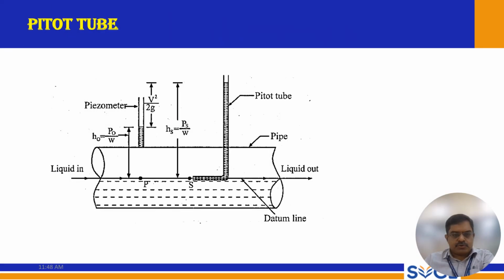Next one is the pitot tube. So this is the pitot tube, and the pitot tube is an L-shaped tube which is kept against the flow. So here liquid in and liquid out, and with this pitot tube, the difference in heads between the piezometer and the pitot tube gives you the flow in this given pipe. So this is another arrangement, and using these parameters, this can be calculated using Bernoulli's equation.